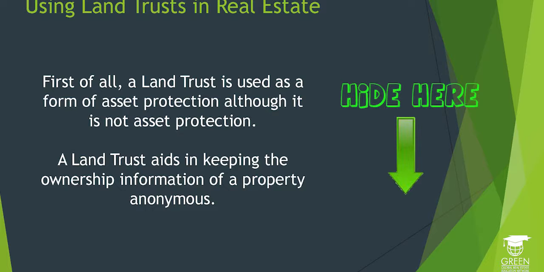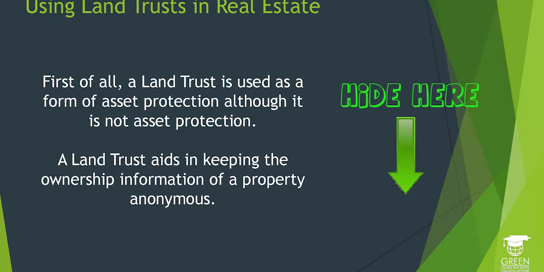All right, so first of all, a land trust is used as a form of asset protection, although it is not asset protection. And as we get going, I'll explain a little more of why I say it that way. A land trust aids in keeping the ownership information of a property anonymous. So you see this hide here. As I teach you a little more about land trusts, you'll understand why the wealthy use them all the time. In other words, you can own property and no one would know you're the owner.